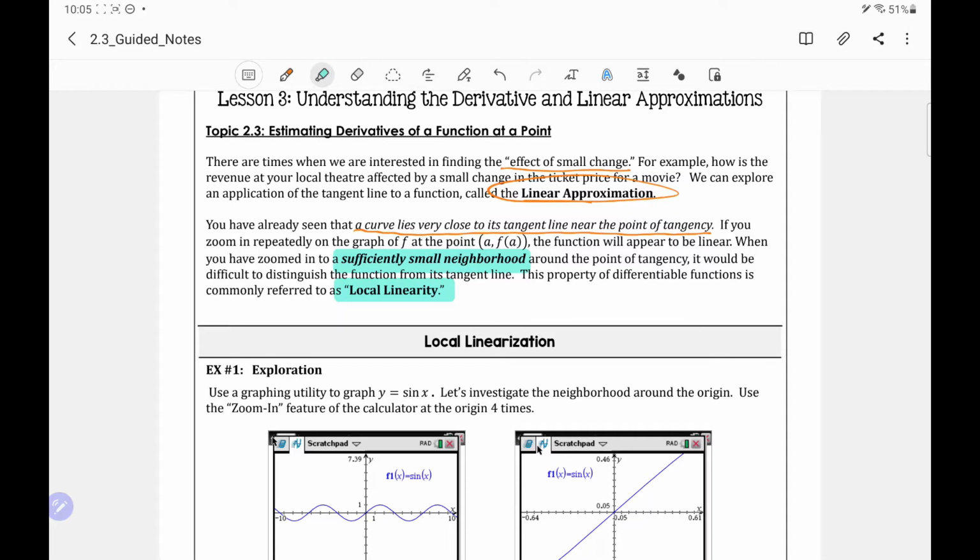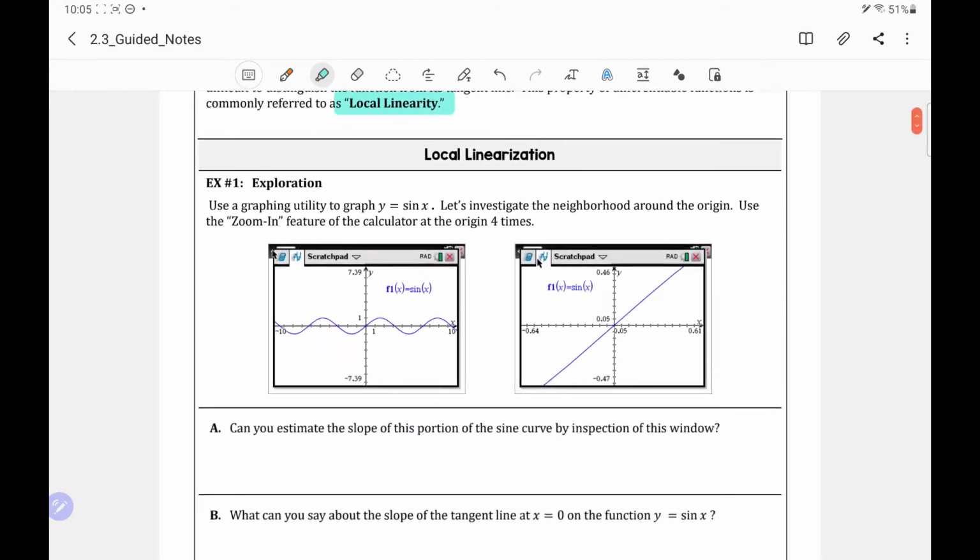So first, let's just clarify. Sufficiently small, that sounds very subjective. What is sufficiently small? How big of a space is that? Well, the thing is, it depends on the function. Let's look here at an example.